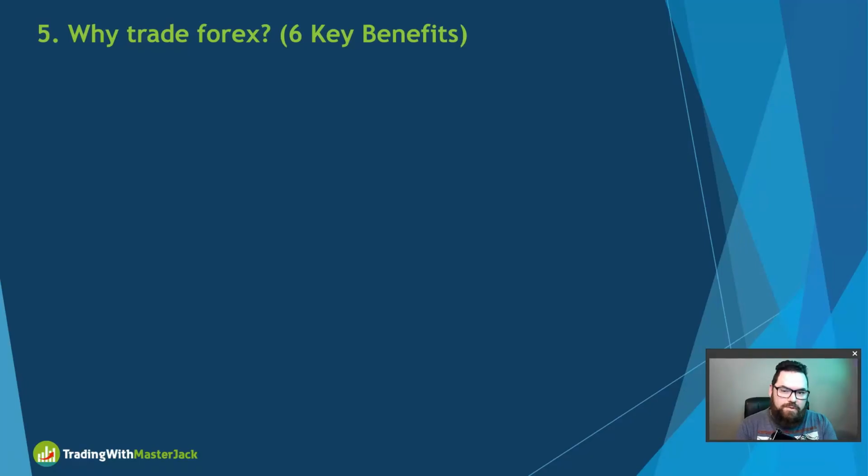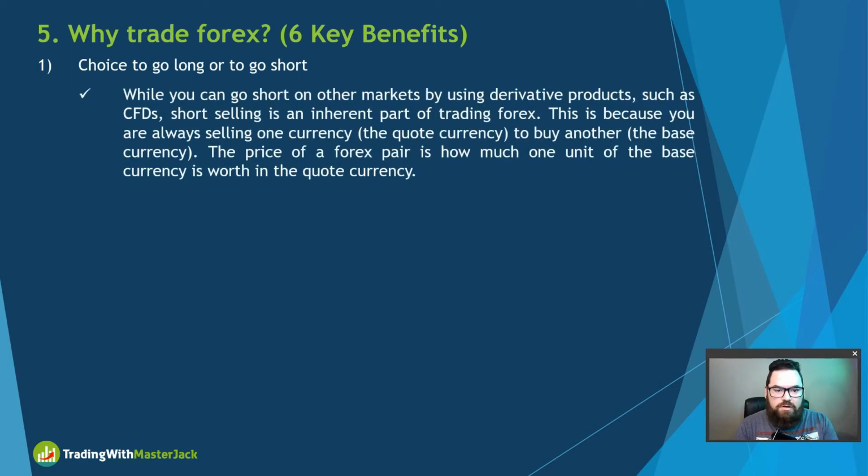And now for the last one, number 5. Why trade Forex? There are 6 key benefits overall that I'd like to highlight. Number 1, the choice to go long or to go short, that is to buy or to sell. While you can go short on other markets by using derivative products such as CFDs, short selling is an inherent part of trading Forex. This is because you are always selling one currency, the quote currency, to buy another, the base currency. The price of a Forex pair is how much one unit of the base currency is worth in the quote currency.